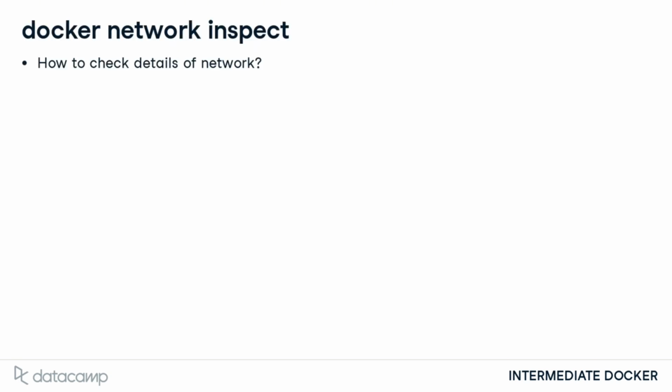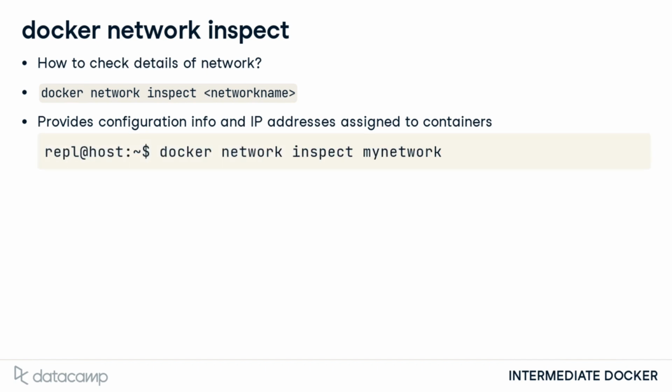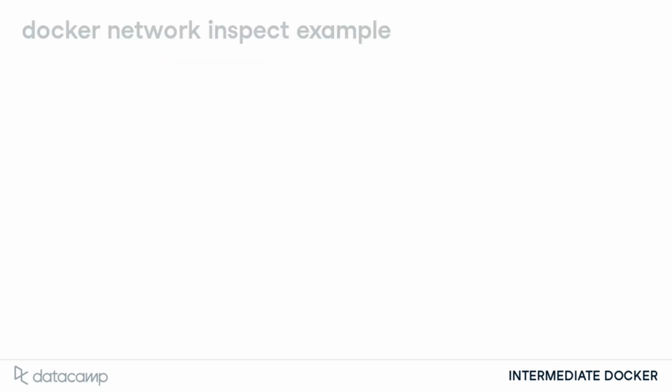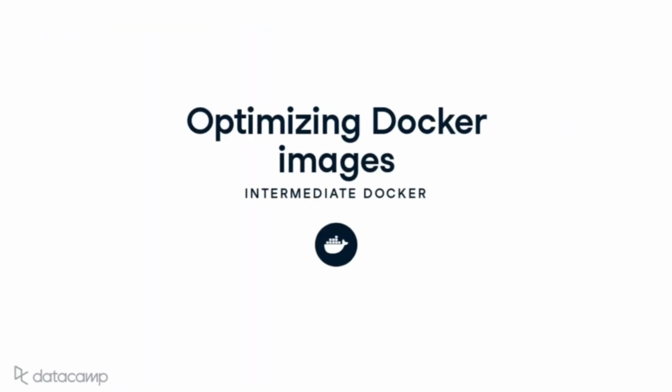To check the details of the network, we use another command, docker network inspect network name. This provides configuration details, including the IP ranges assigned to the network. You can also see the actual IP addresses assigned to the containers. As an example, we can use the docker network inspect mynetwork command. This is an abbreviated output, but you can see the type of network driver and the various details. We can specifically see the IP address assigned to the containers connected to the network as well.